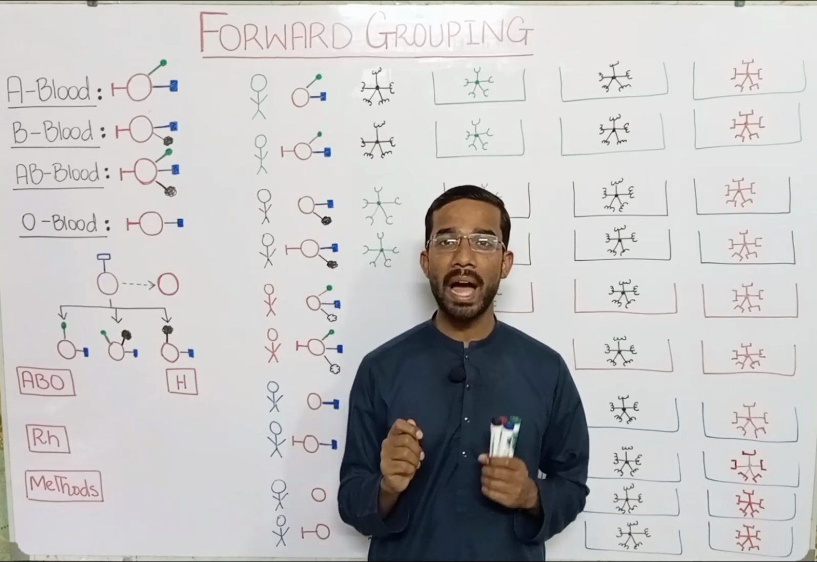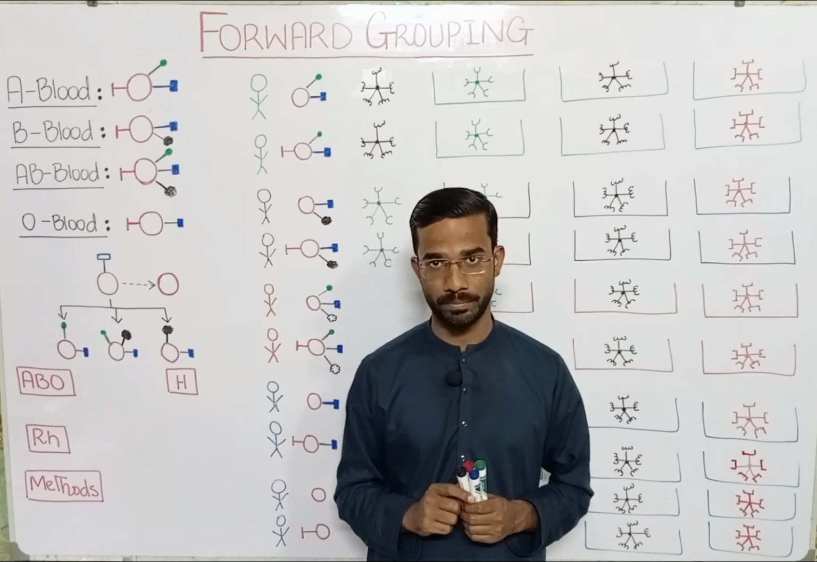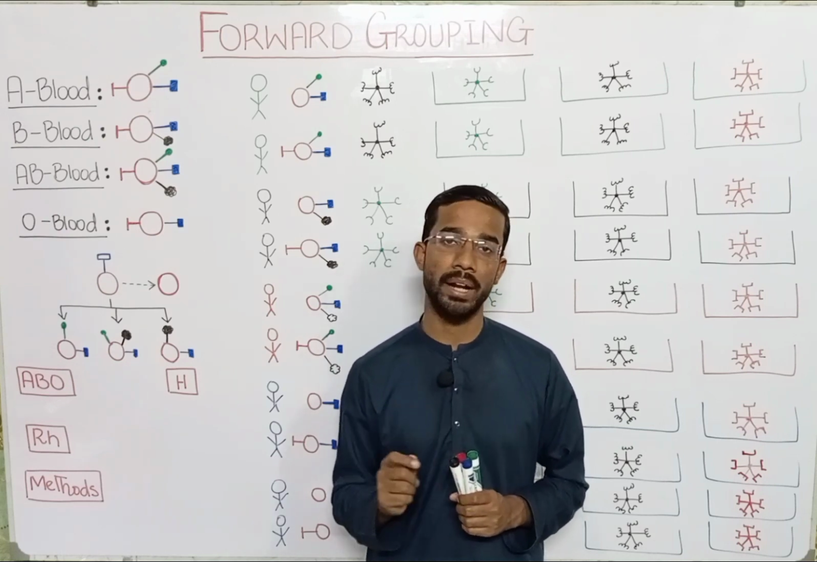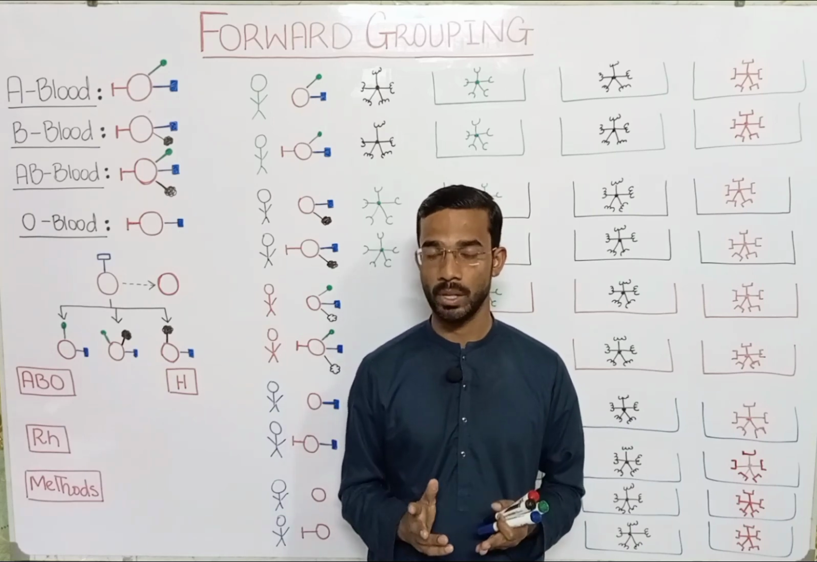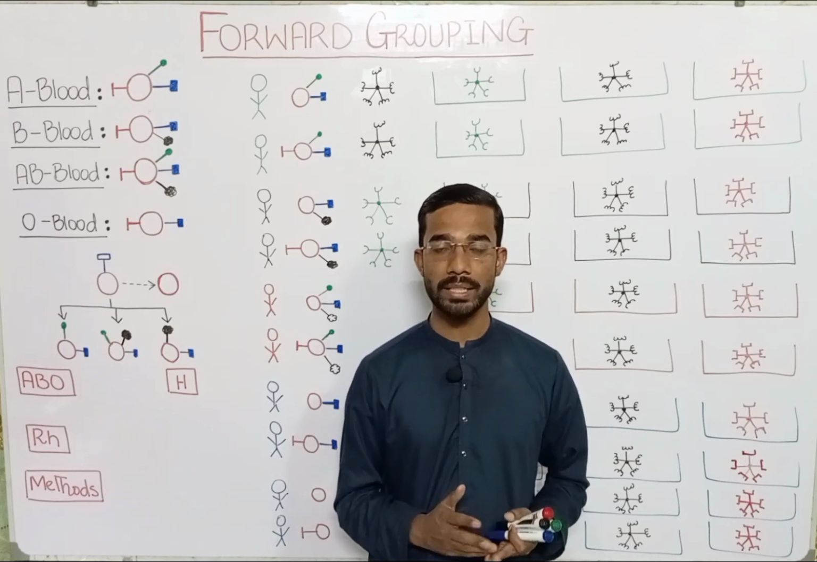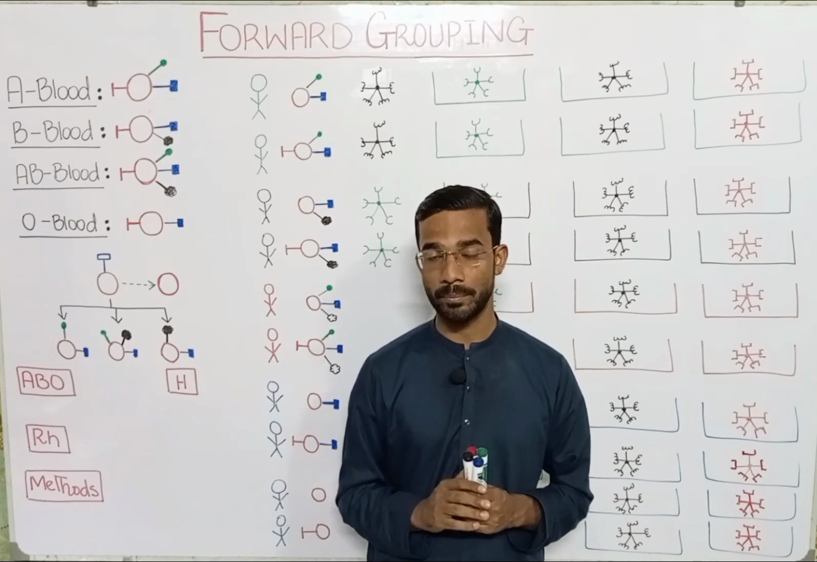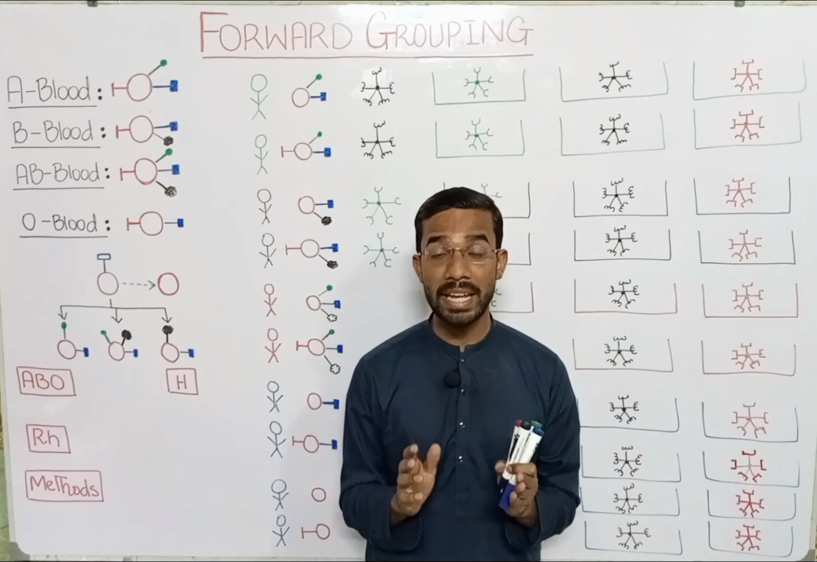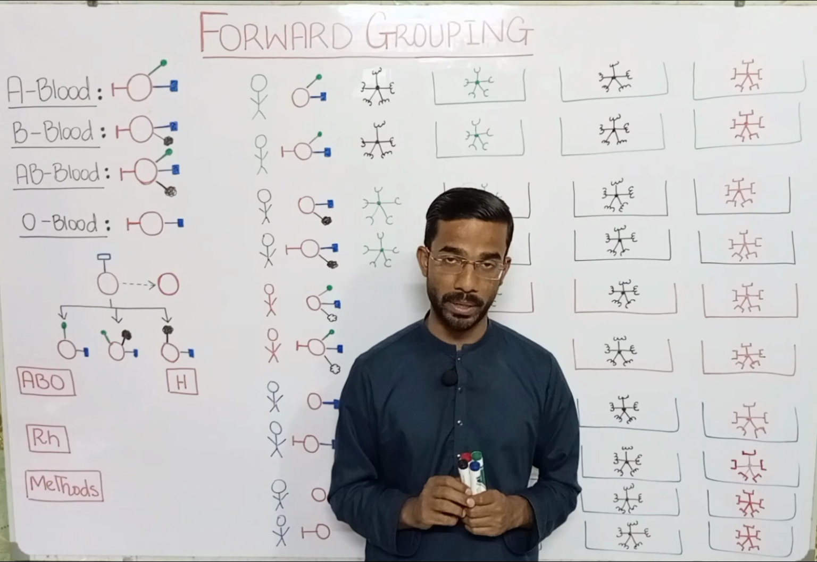Actually, if I want to determine the blood group of anyone, then I will do blood grouping, or you can say blood typing. We categorize blood grouping into two: forward grouping and reverse grouping. In this lecture, we will discuss forward grouping in detail, including the deepest concept of forward grouping.